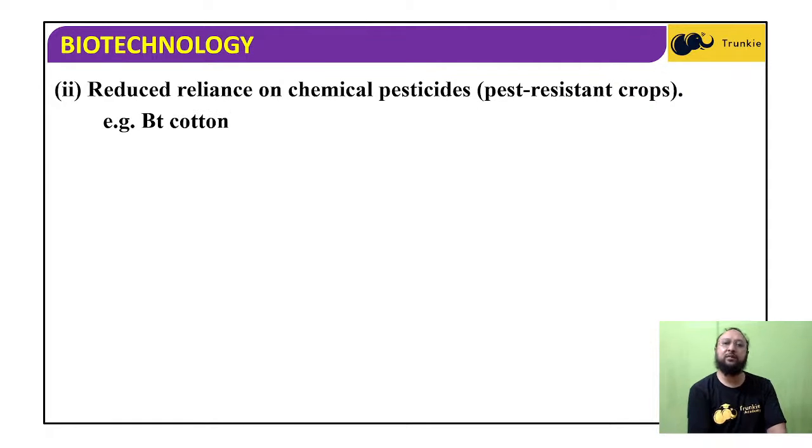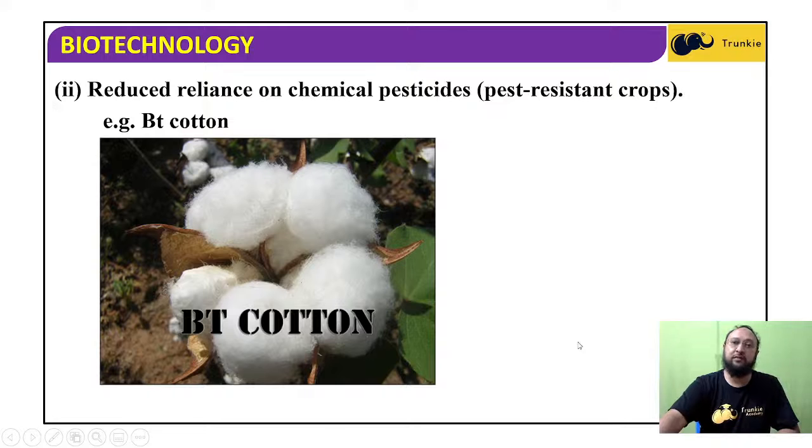Reduced reliance on chemical pesticides, because of pest resistant crops. There are some crops which are genetically modified, and even in the presence of pests they are growing well and the pests are not able to affect the crop plant. Rather, the crop plants are affecting the pest. So Bt cotton is one of the very good examples. Many researches and studies were done on this plant to improve the quality of this cotton, and Bt cotton is one of the examples.